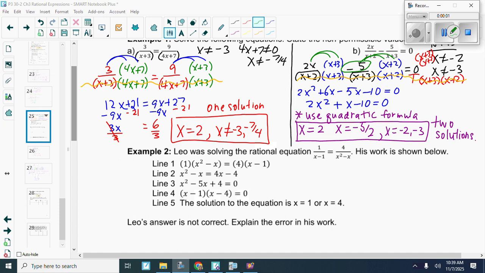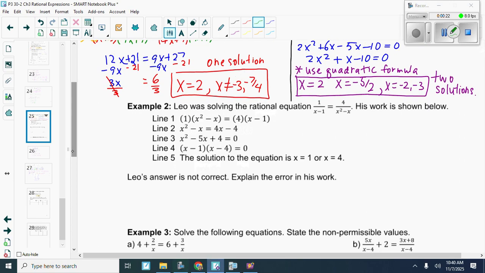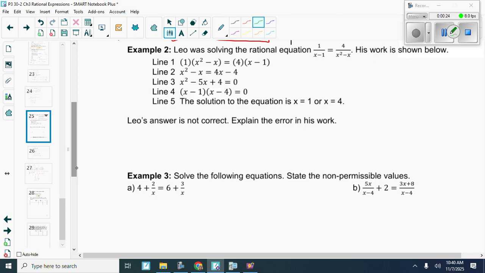Example number 2 is one of those ones where you have to be able to do an error analysis and see where somebody else might do something a little different from you. You have to determine if it is an actual mistake or if it was just a different technique, and then find out what their error is. So here's the example. Leo is solving this rational equation and his work is shown below.